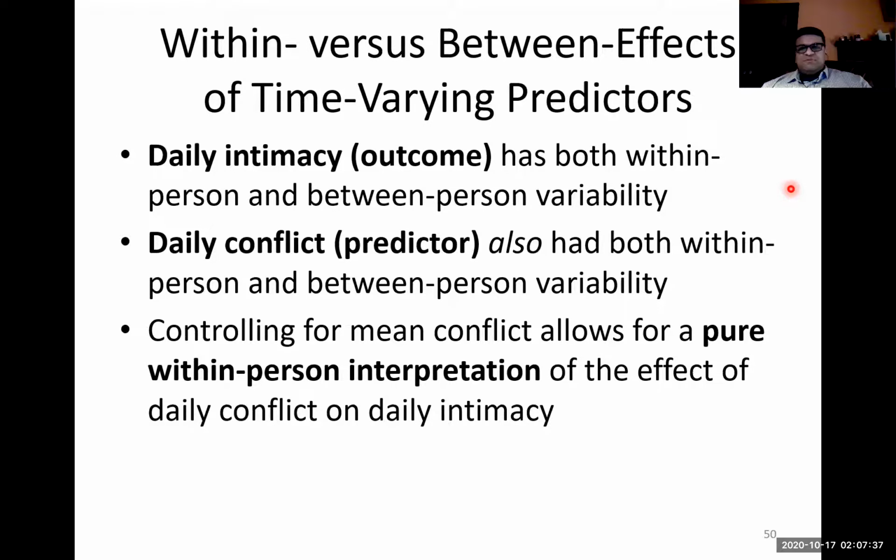So in essence, daily intimacy, which is our outcome, has both within and between person variability. Daily conflict also has both within and between person variability. And we want to somehow take into account mean conflict, and a common way of doing that is subtracting it out, which is a form of person mean centering. But we want to account for the fact that people will differ in mean conflict, and taking that into account then allows us to extract what might be called a pure within-person interpretation of the effect of daily conflict on daily intimacy. So just because these are variables that vary from day to day and we look at how they're associated, doesn't mean that we're looking at a within-person association or within-person effect. We have to make sure that we have taken into account the between-person relationship between daily conflict and daily intimacy.